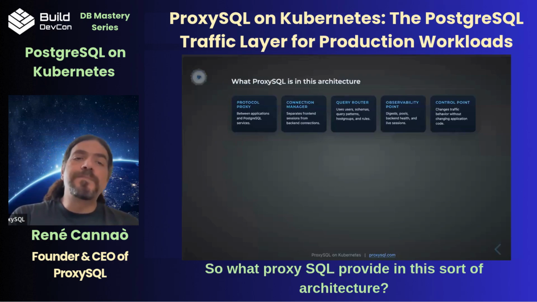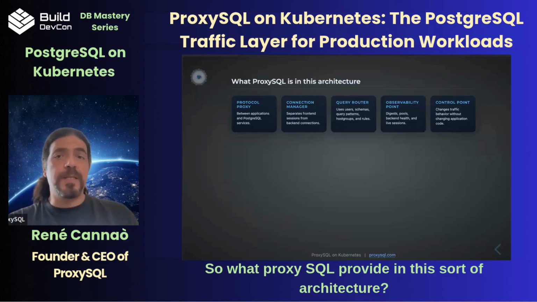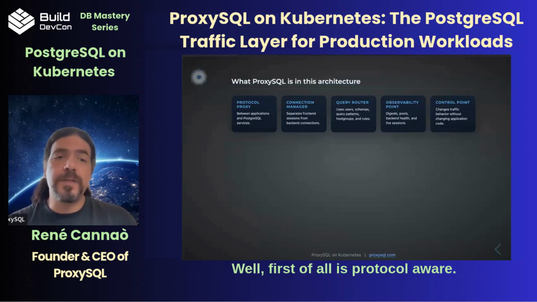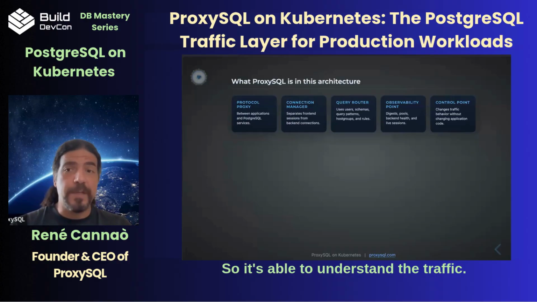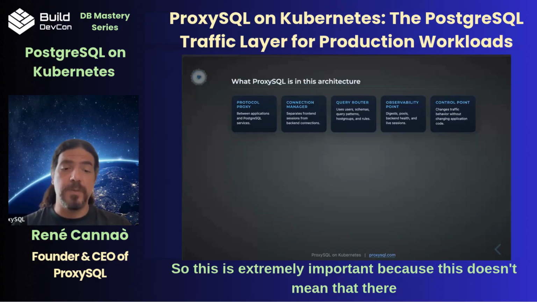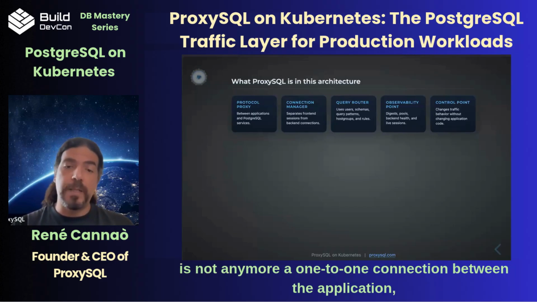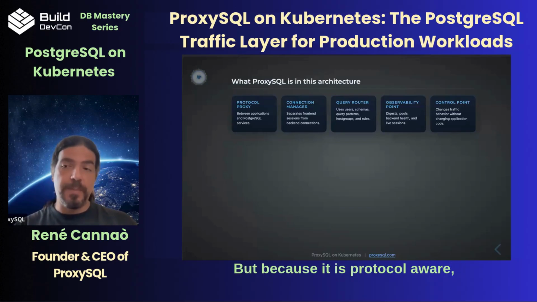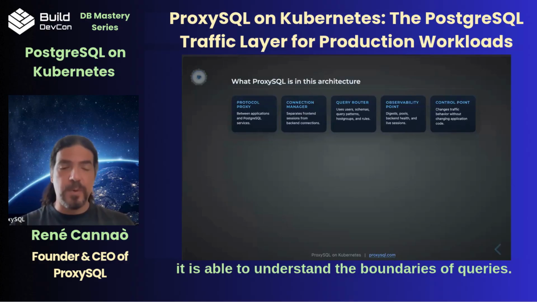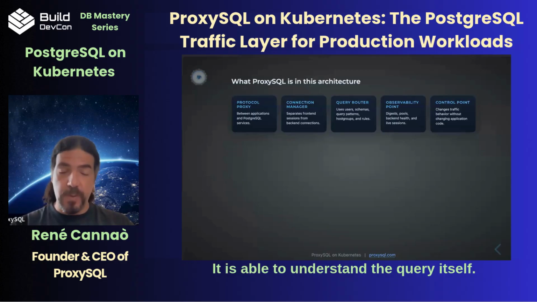So, what does ProxySQL provide in this sort of architecture? Well, first of all, it is protocol aware, so it is able to understand the traffic. This is extremely important because this means that there is no longer a one-to-one connection between an application connection and a backend connection. Because it is protocol aware, it is able to understand the boundaries of queries. It is able to understand the query itself.